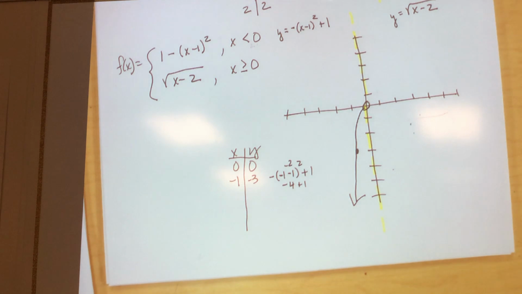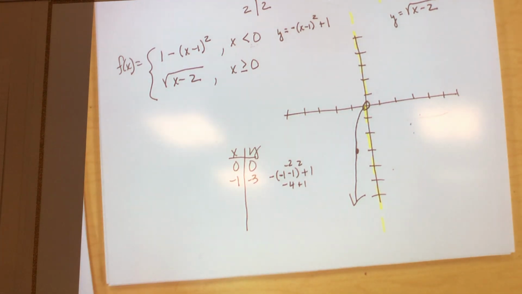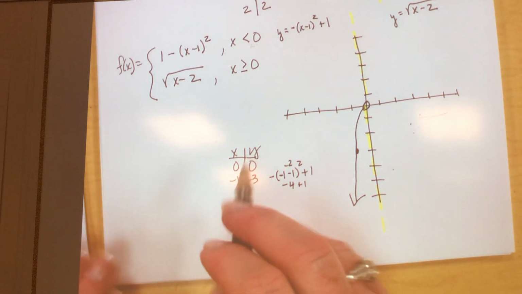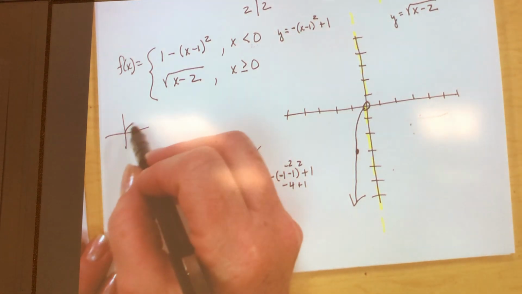Everybody okay? Okay, so anybody remember what the square root function looks like? No. Oh. He looks like this, guys. He's a sideways parabola.